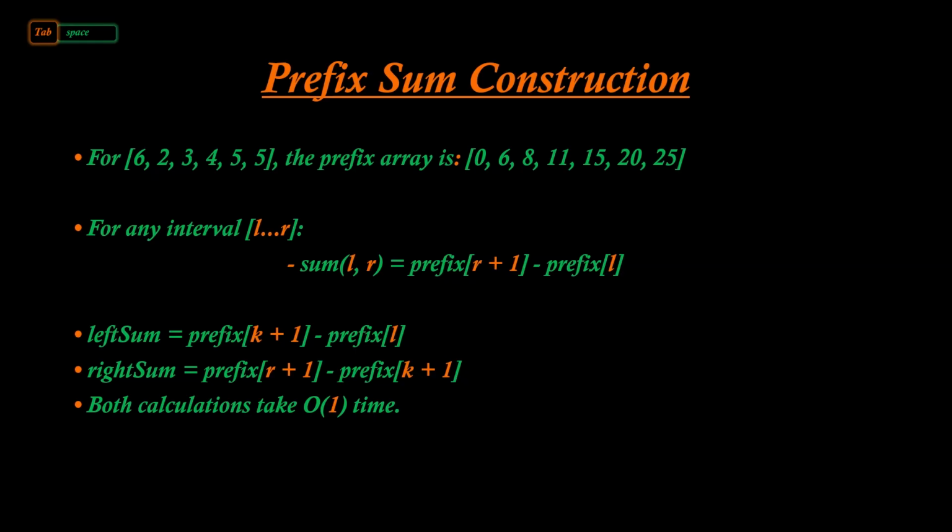For example, the sum from index L to index R can be calculated as prefix[R+1] minus prefix[L]. So for the left part, the sum becomes prefix[k+1] minus prefix[L]. And for the right part, prefix[R+1] minus prefix[k+1]. Both calculations take constant time.